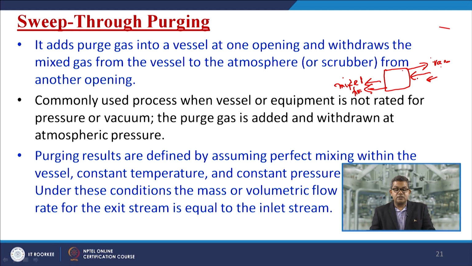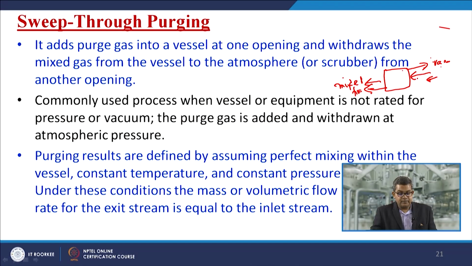So we need to be very careful whenever we are adopting this type of purging scheme. Purging results usually are defined by assuming perfect mixing within the vessel, especially applicable whenever we are designing the sweep through purging. Now we have to maintain the things at a constant temperature and a constant pressure. Under these conditions, the mass or volumetric flow rate of exit stream is equal to the inlet stream, so that we can maintain the properties of the system appropriately.